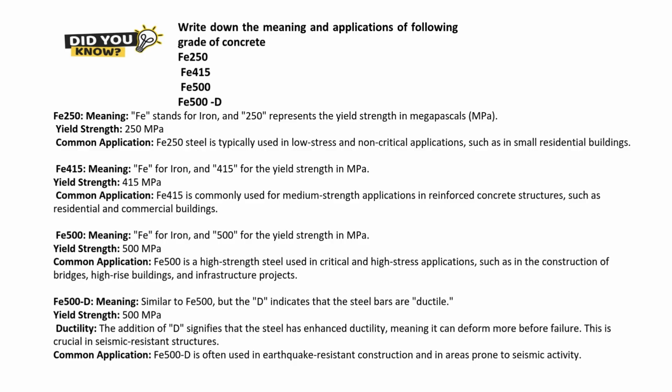Used in residential and commercial buildings. Fe 500. Even stronger, 500 MPa yield strength. Perfect for bridges, high-rises, and heavy structures. Fe 500D. D stands for ductile, it bends more before breaking. Same 500 MPa strength, but better for earthquake zones. Choose the right Fe grade based on your project's strength and safety needs.